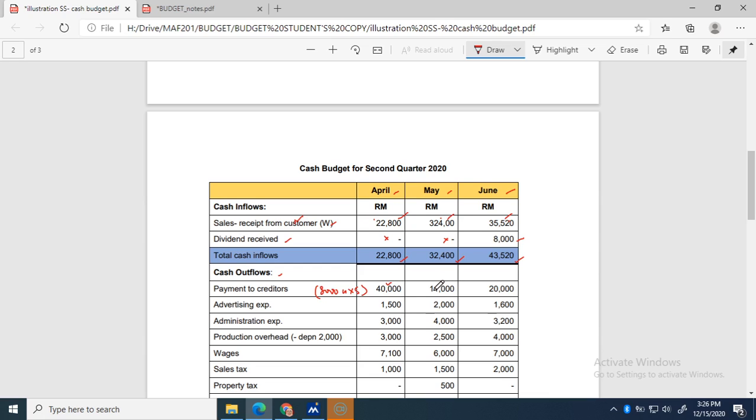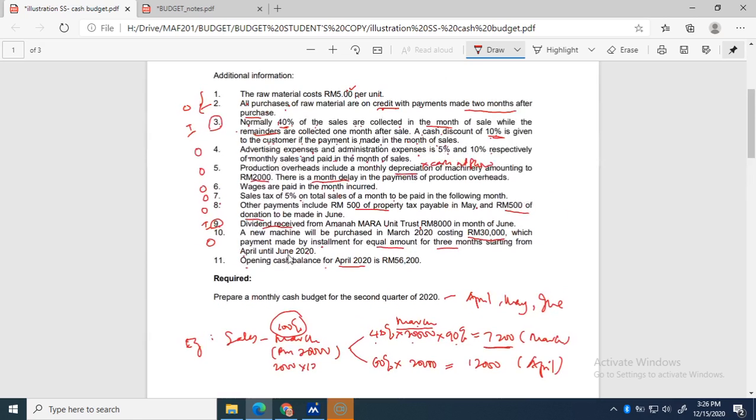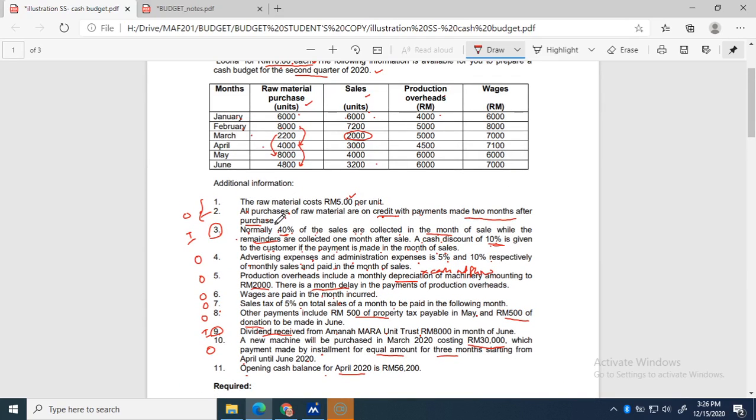Okay, for May, you pay for purchase in March. So March is 2,200 units times 5 ringgit, you get 11,000. Okay, for June, you pay from purchase in April. So purchase in April is 4,000 times 5 ringgit each, so 20,000. So that one will be payment to creditors.